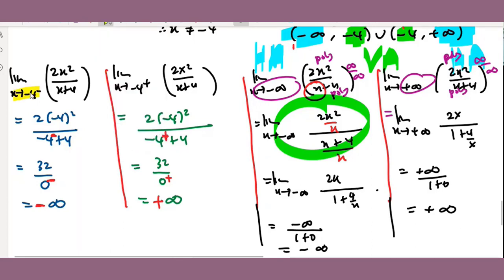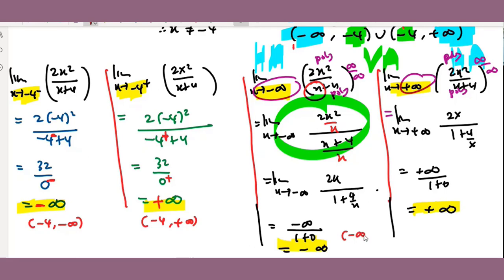And then this one just a clue lah. This one x value, y value. X, y. So x value is negative 4, y is negative infinity. Negative 4, y is positive infinity.